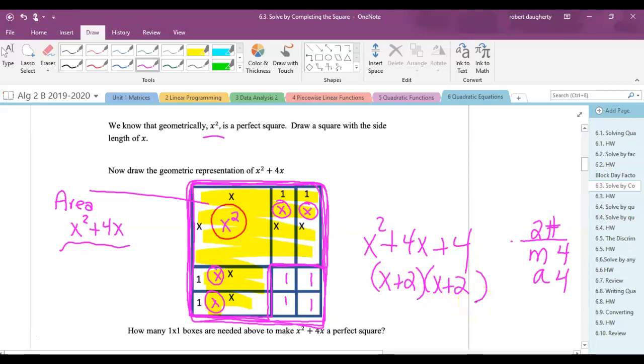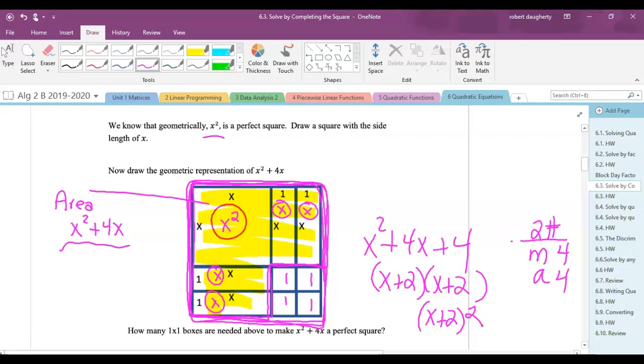What's another way of writing x plus 2 times x plus 2? x plus 2 squared. Does that feel like a perfect square? Yes. That is now a perfect square. x plus 2 squared is a perfect square. Okay? So this is a geometric way of looking at a polynomial being a perfect square.